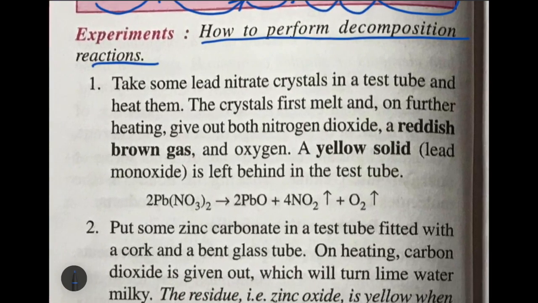Now, the first experiment: we take some lead nitrate crystals in a test tube and we heat it. What happens to the crystal? It melts first, and when we heat it further, it gives out nitrogen dioxide. Now, nitrogen dioxide is a gas which is reddish brown in color. Very, very important. Colors are very important. And it also gives out oxygen.